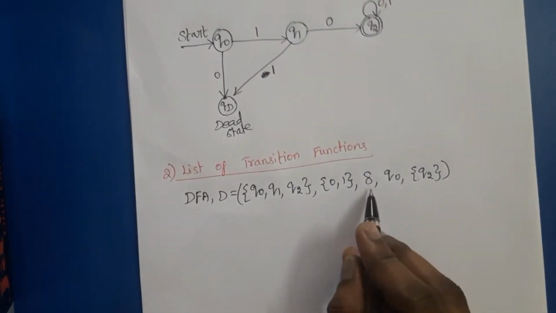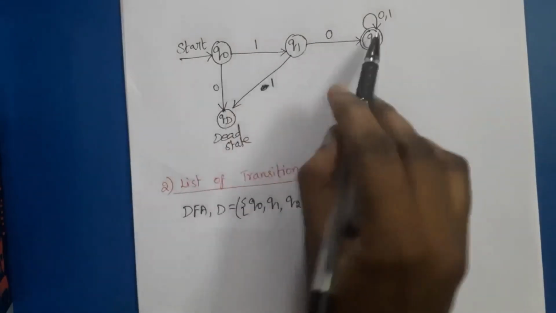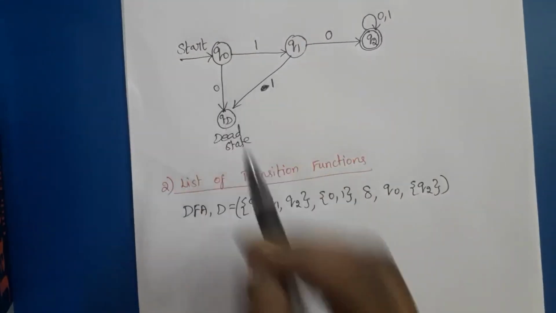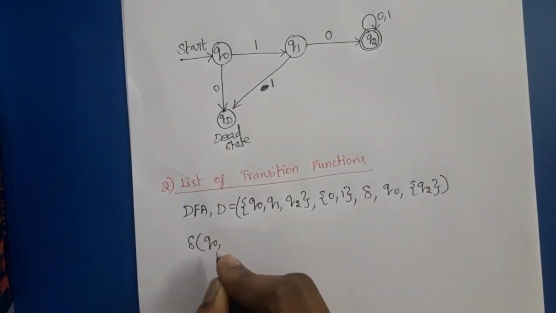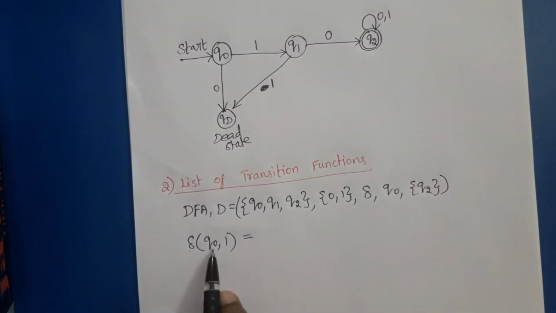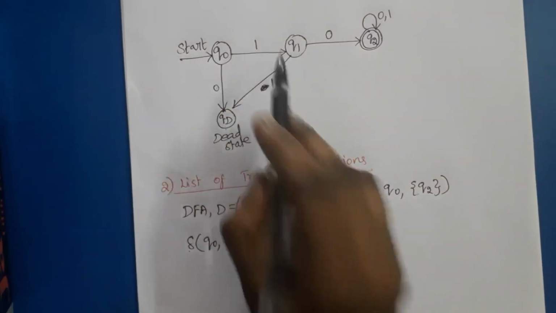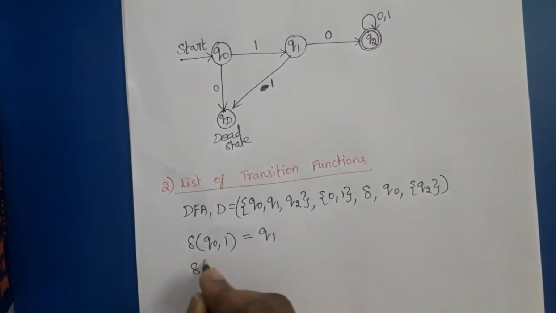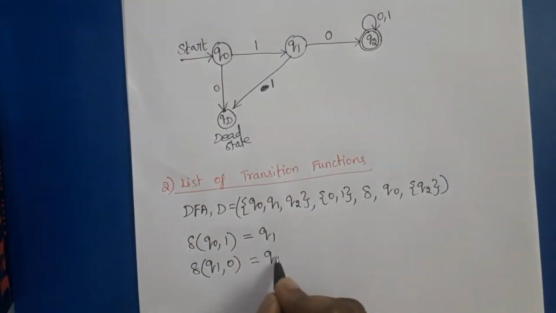Then we need to write all the transitions. Here we have 4 transitions, 1, 2, 3 and 4. There is no need to write these, but if you want, we can write them. So delta of Q0 comma 1 equals delta of current state comma current input symbol. The current state is Q0, the current input symbol is 1, and the next state is Q1. Similarly, from Q1, 0 is the input symbol, it goes to Q2, the next state is Q2.